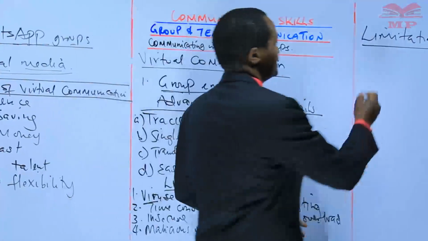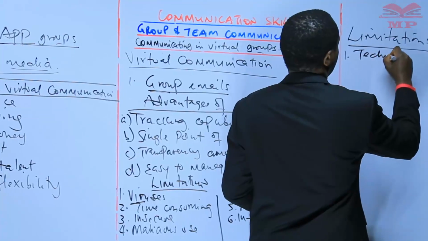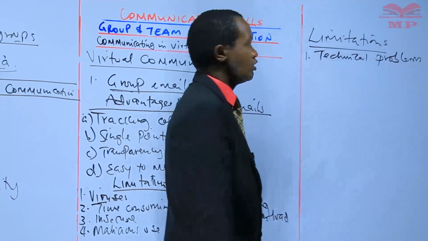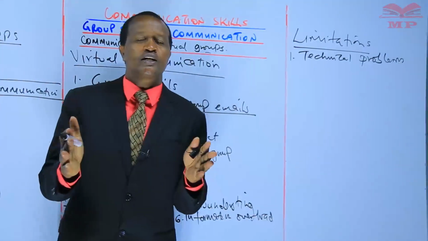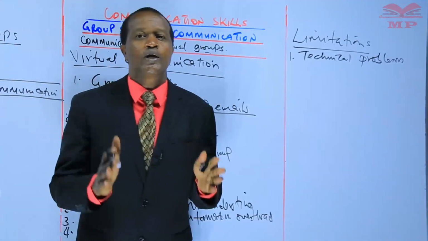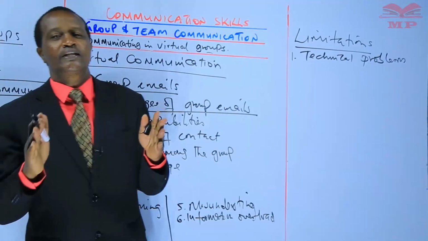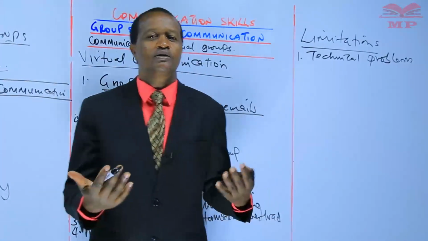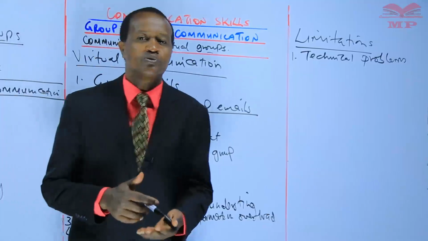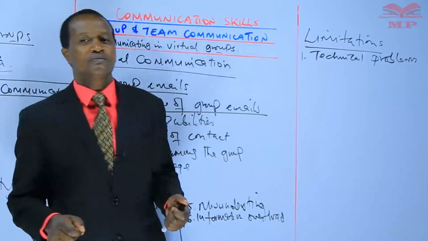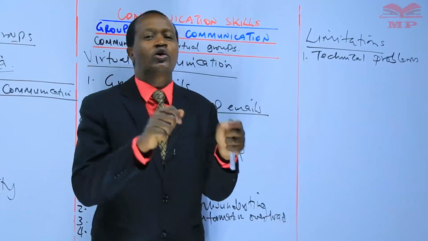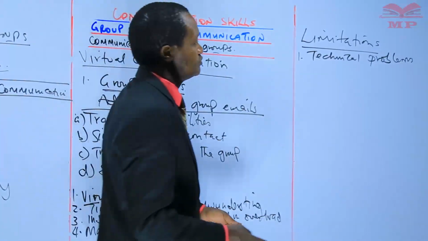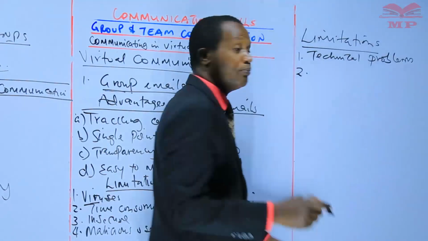The first obvious one is technical problems. Virtual communication relies on software. It relies on machines, relies on internet technology, which can malfunction at any time. And that may affect ongoing and scheduled virtual communication. It's prone to technical problems.